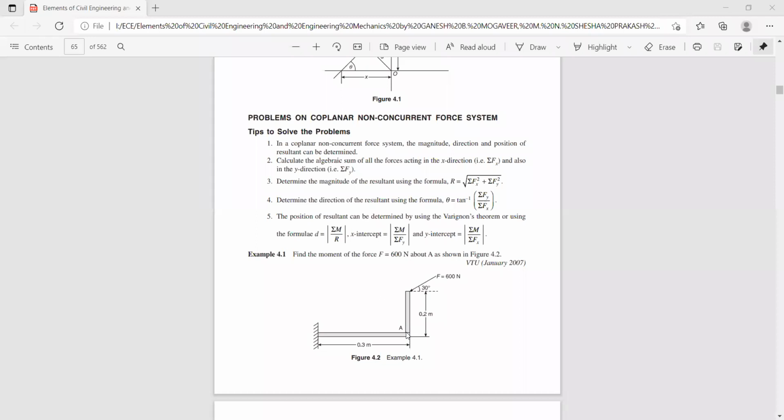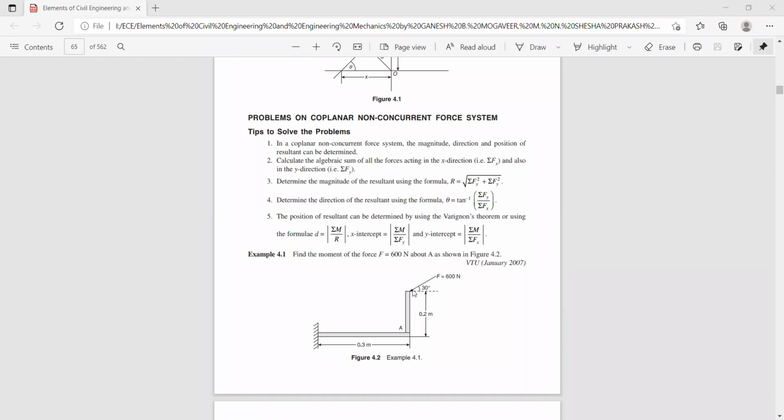We have already discussed the concept of moment in the earlier class. Moment is the product of the magnitude of the force and the perpendicular distance about the point at which you require the moment. In this case, you require the moment of the given force with respect to point A. So let us select the reference axis right at this point. This is my x-axis and this is the y-axis.